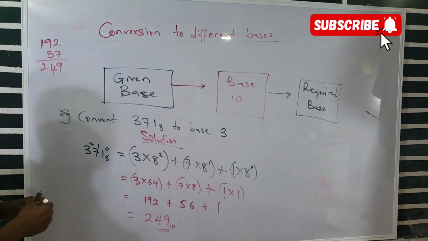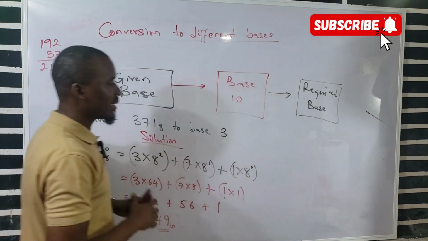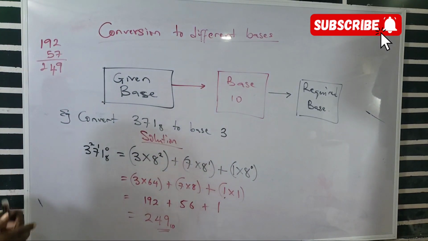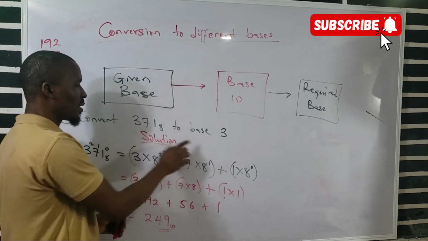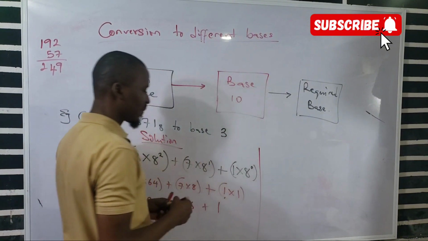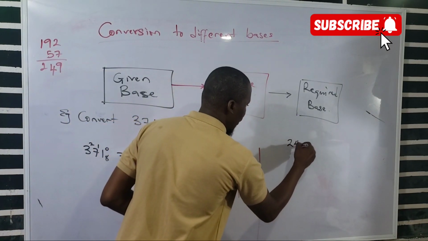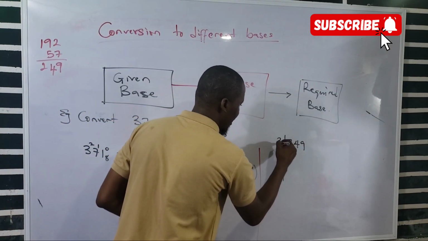So we have converted the number, the given base now, to base 10. So what is the next thing? The next thing is to convert it to the required base. In this question, the required base is base 3. So let us finish it up here. So I'll have my 249 in base 3.